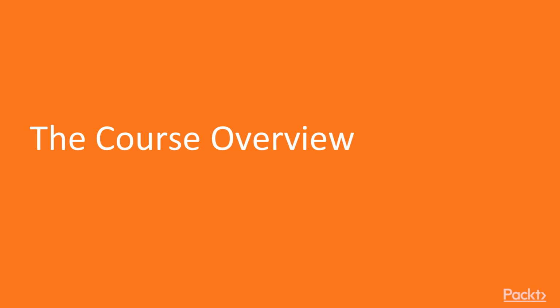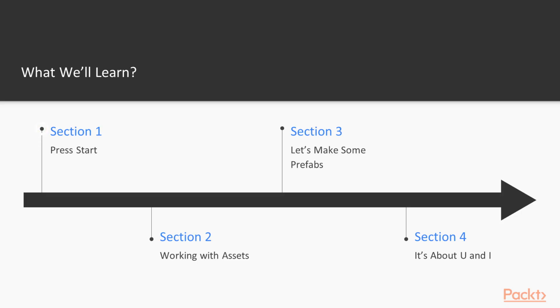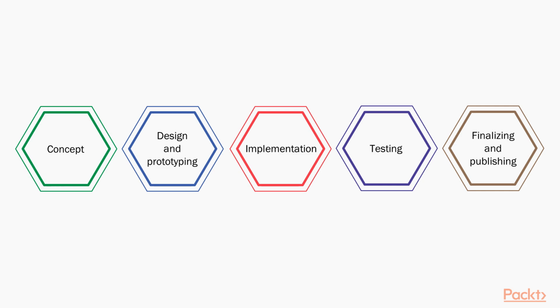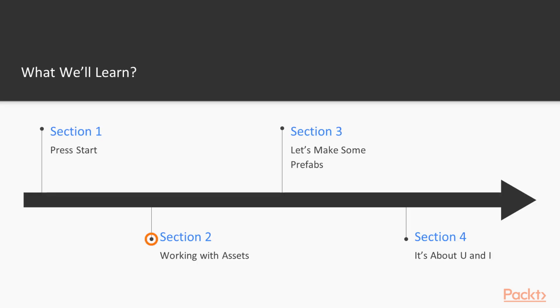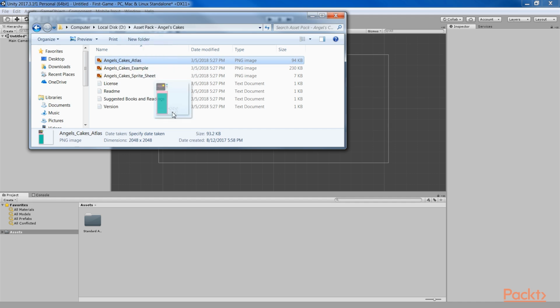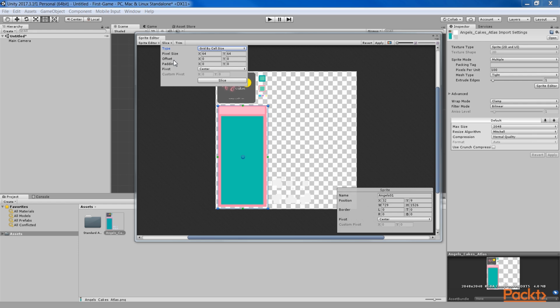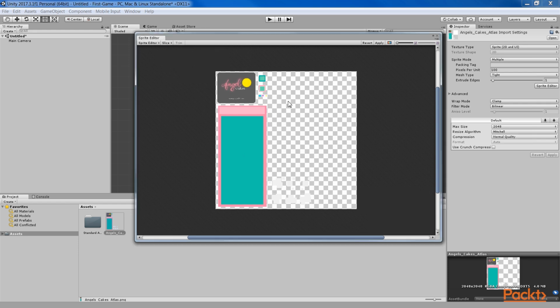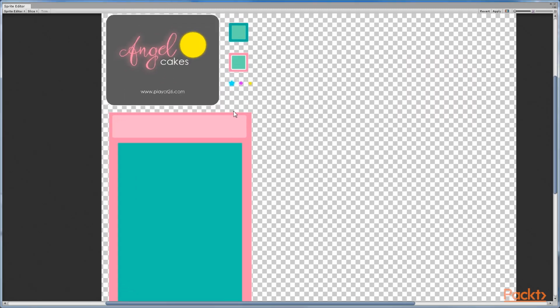In this course, we will explore how to use the powerful 2D features of the Unity engine to create two amazing games. The first section, Press Start. I will provide you with a primer about what is involved in game design and development. The next section, Working with Assets, will get you started with Unity. This section begins with our first game, Angel's Cakes, and continues by explaining the importation of assets so that you can set up the foundations of the game.